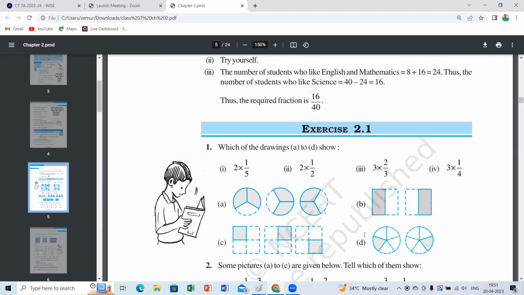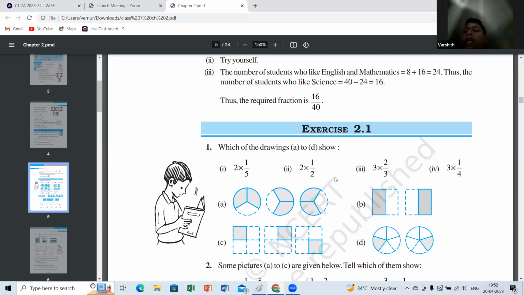One is matched with D. What about the second one? Ma'am, B. Second one is matched with B. Yes. What about the third one? Ma'am, C. Ma'am, A. 2/3. Out of 3, 2 is shaded. So which is this? A. Good.